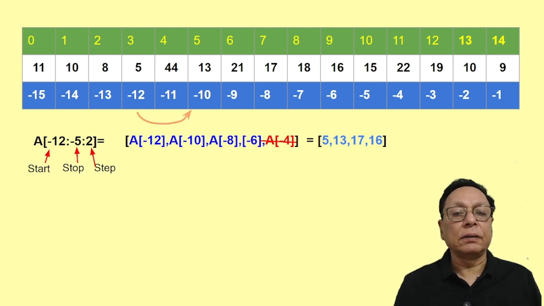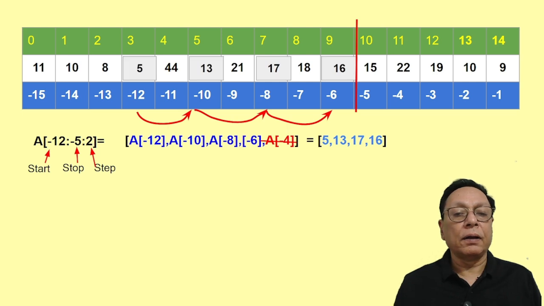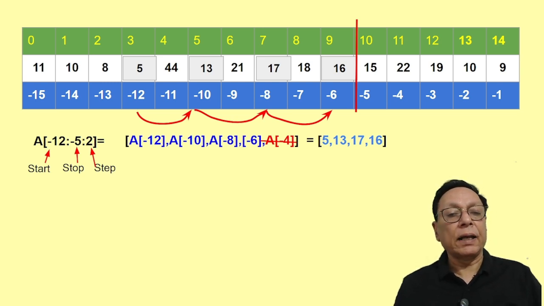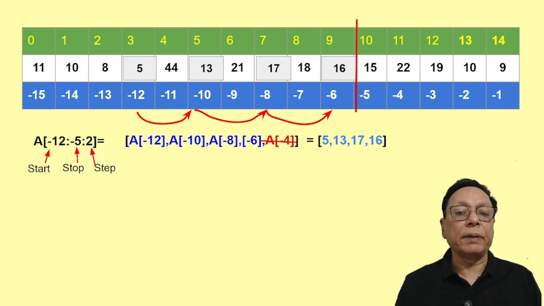So see here the shaded area, -12 to -4. So -4 will not be included. So values will be -13, 5, 13, 17, and 16 positive. Okay, so we'll move till -6, because -5 will not be included. Index -5 will not be included.